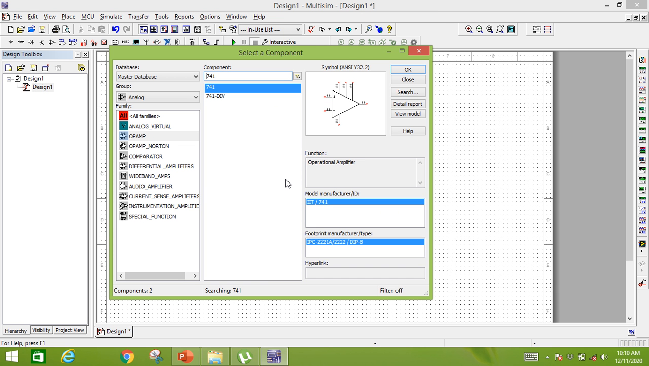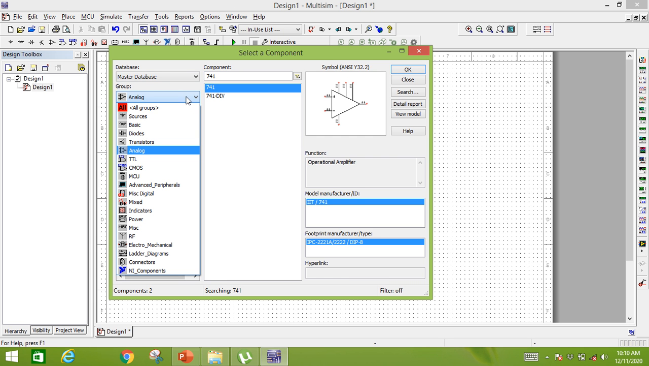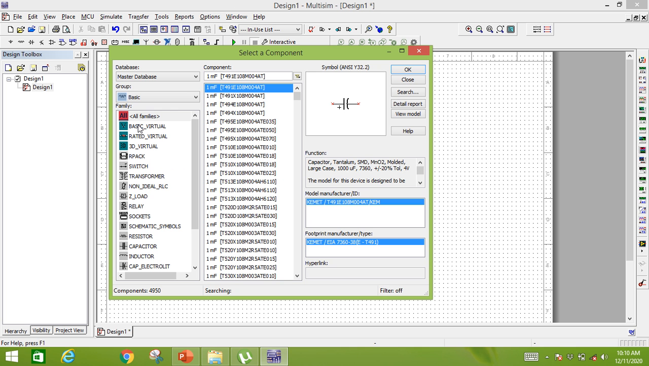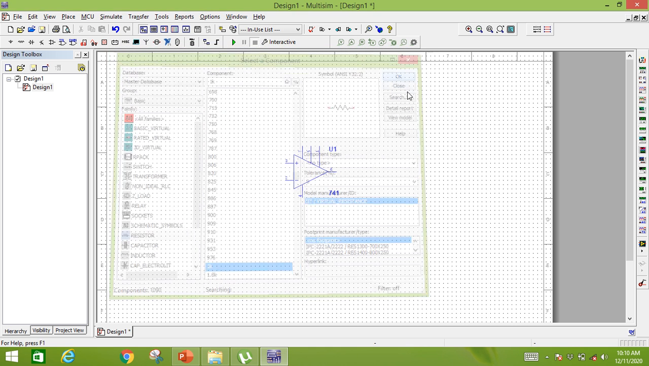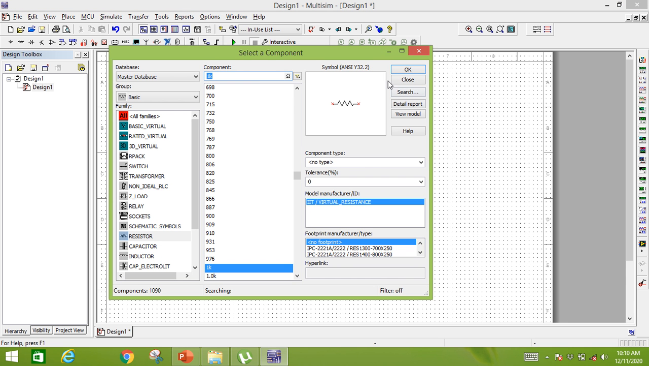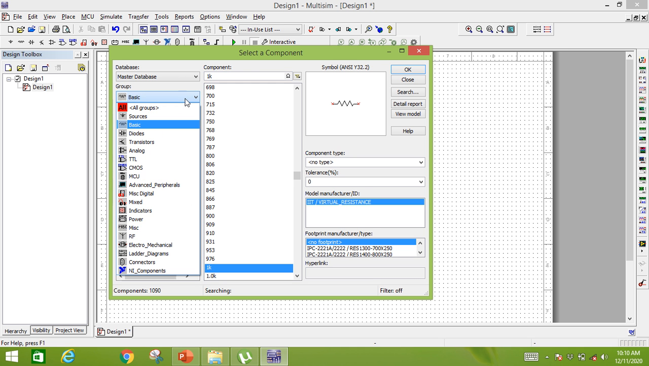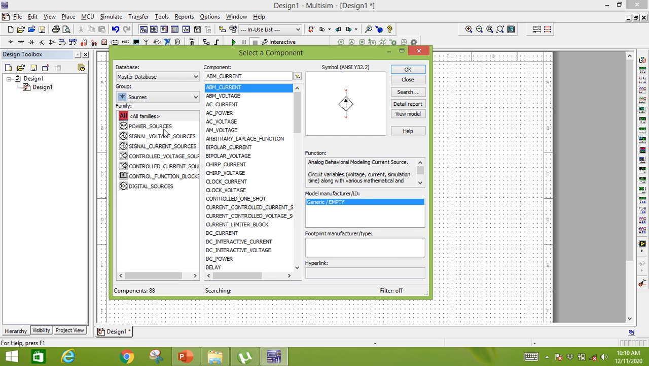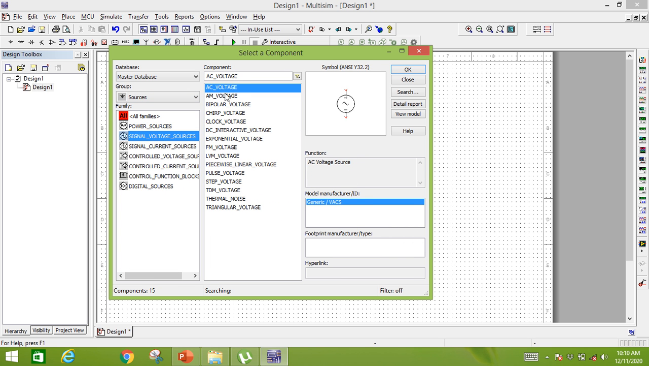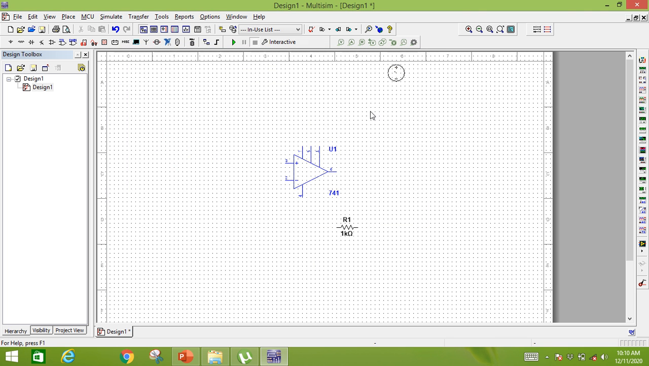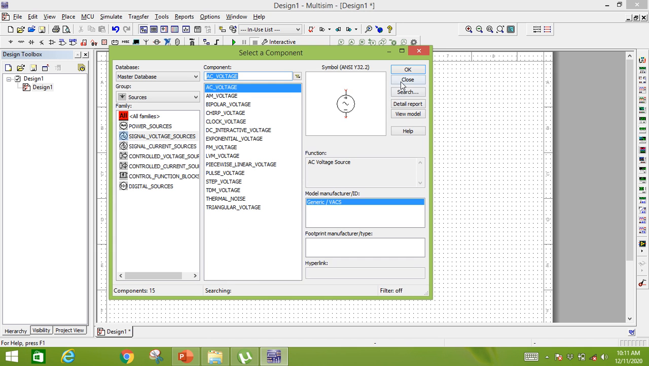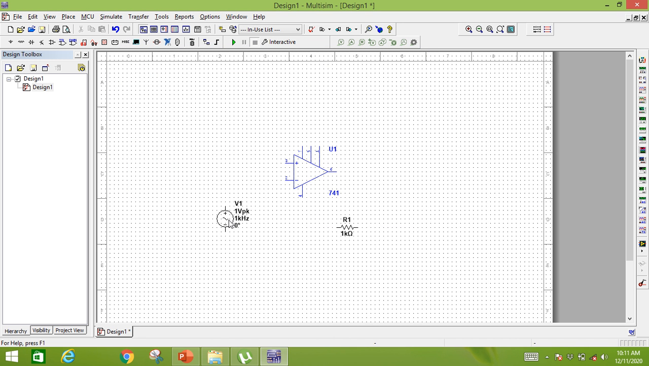Apart from that, we need certain resistors and the input voltage. So we have to go to basic and select the resistors. Apart from this, I have to select the sources, signal voltage sources and AC voltage. So these are the components which I require.